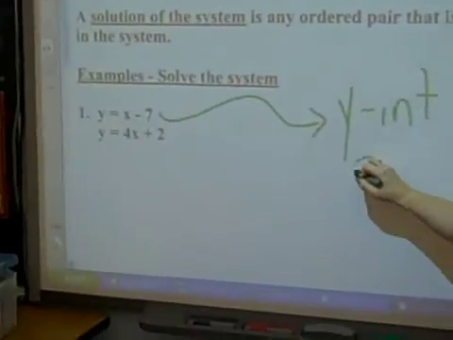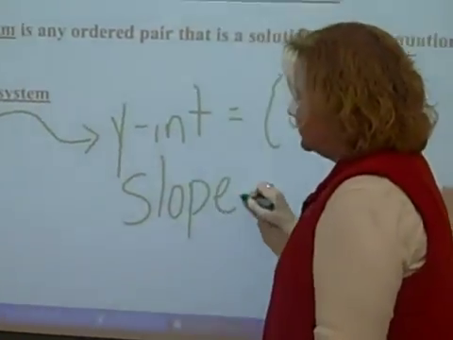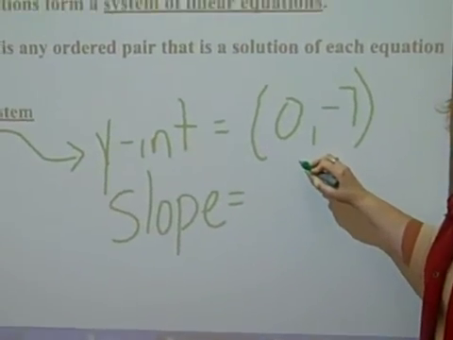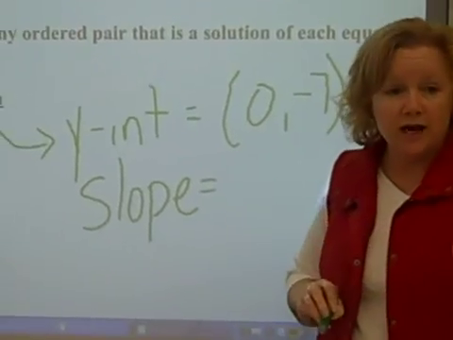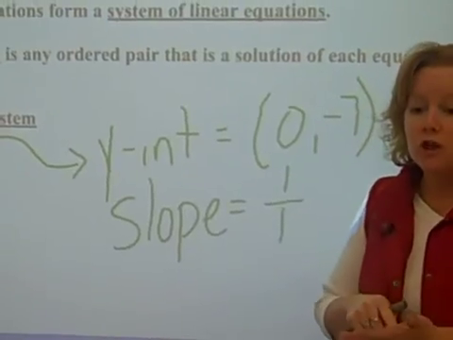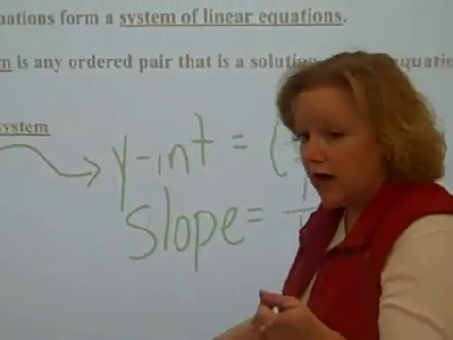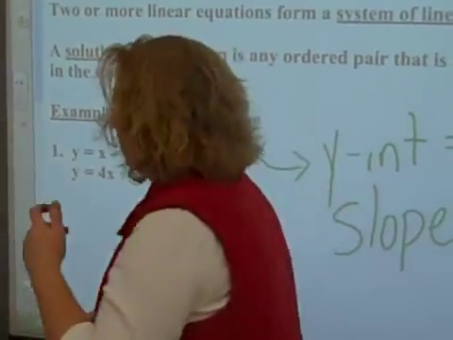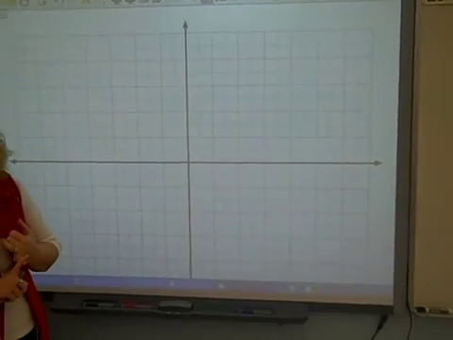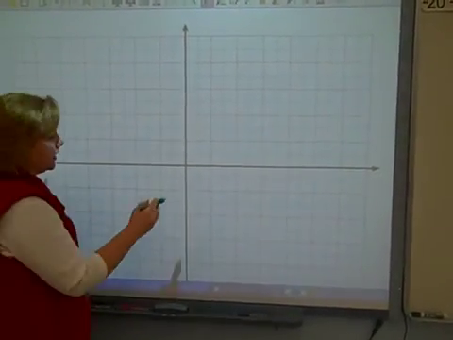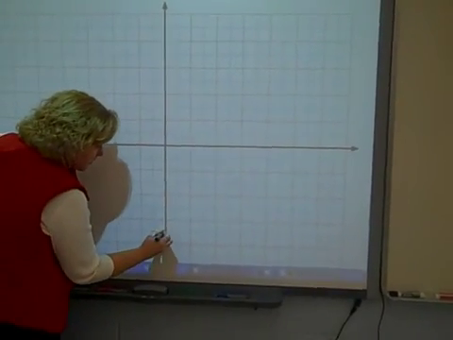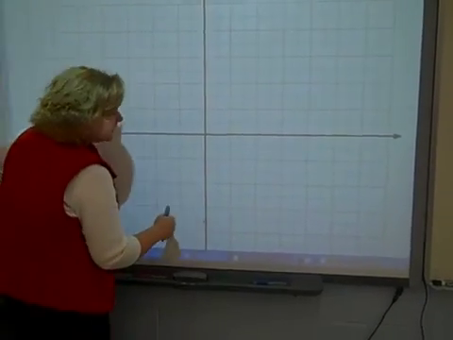And my slope, remember, is the number in front of the x. Anybody, tell me. 1. We're going to write it as a fraction, so 1 over 1. Then we're going to graph this. You guys have graph paper next to yours. I'm going to switch to my graph paper. Remember, you graph your y-intercept first. What was my y-intercept again? 0, -7. Put a mark at 0, -7.